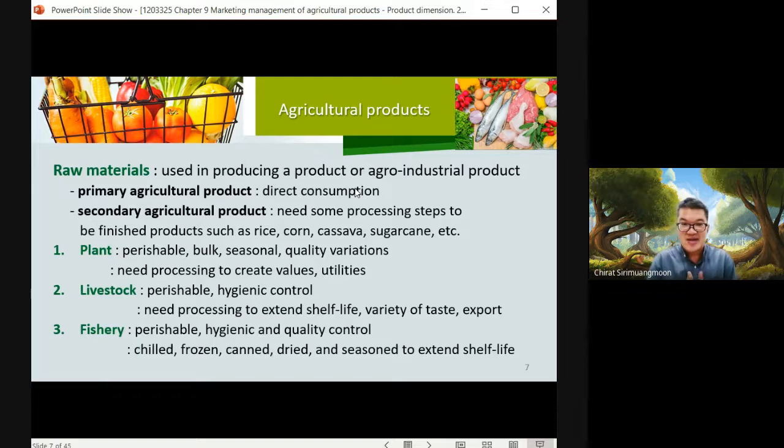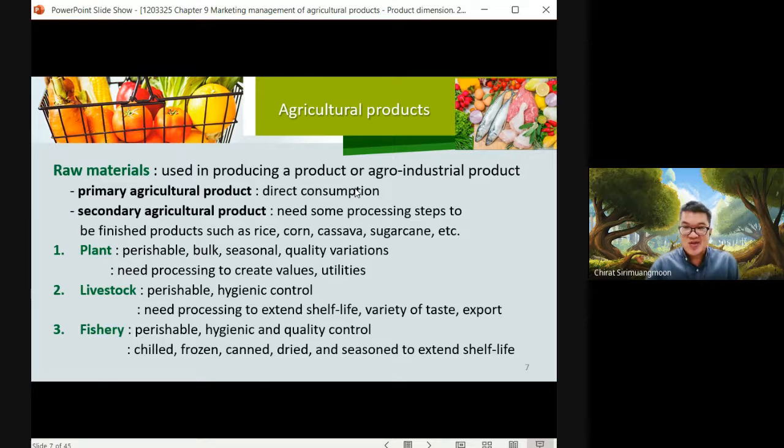So we have primary agricultural products, which are for direct consumption, like fruit and vegetable, which you consume directly. This is the primary. And also you have the secondary agricultural products that might need some processing steps to become finished products, like rice, corn, cassava, or sugarcane. So you do a little to change the form. This is the secondary agricultural products.